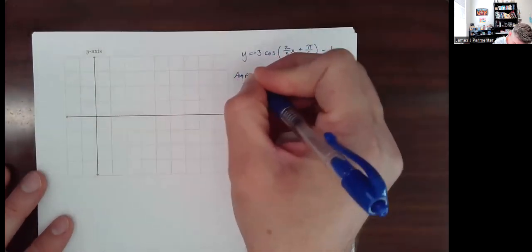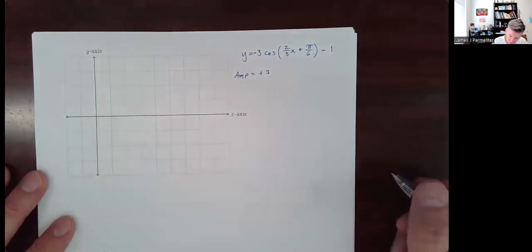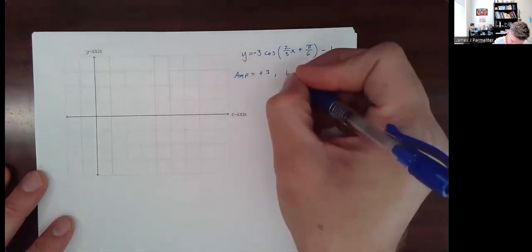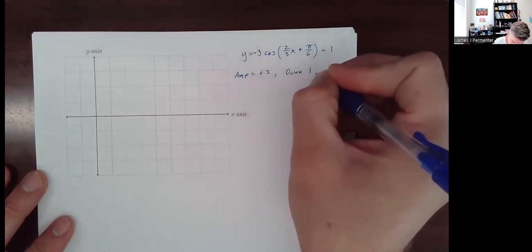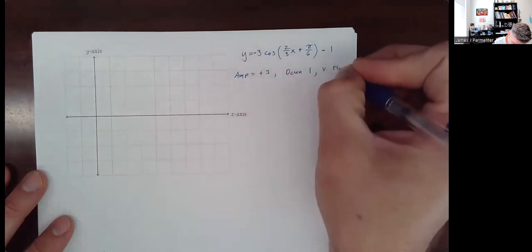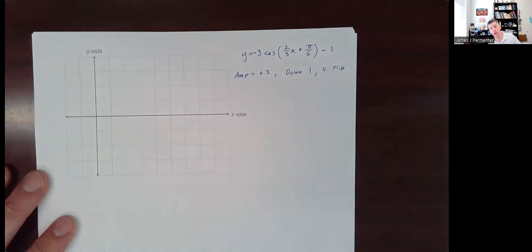Amplitude is positive 3. We're going to have a vertical shift of down 1, and we're going to have a vertical flip, meaning instead of being top, middle, bottom, middle, top, it's going to be bottom, middle, top, middle, bottom.